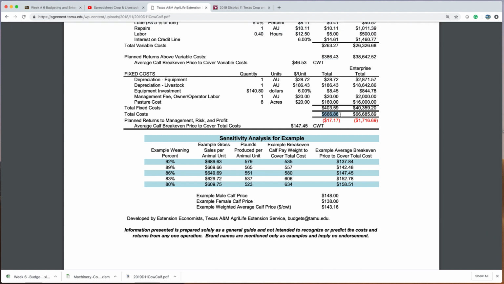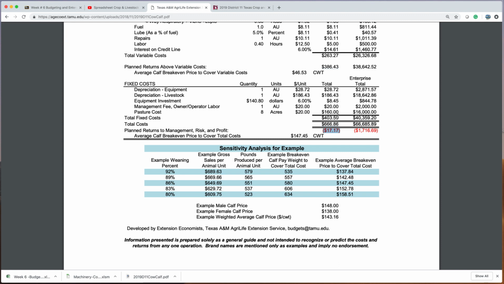Now, we've got a problem here. We were in good shape. We had, in fact, our returns right before fixed costs were 386. The trouble is our fixed costs cost us 403. That's going to put us at a loss of $17 per cow if we run this operation this way. So that's kind of what an enterprise budget does. It tells you about that.